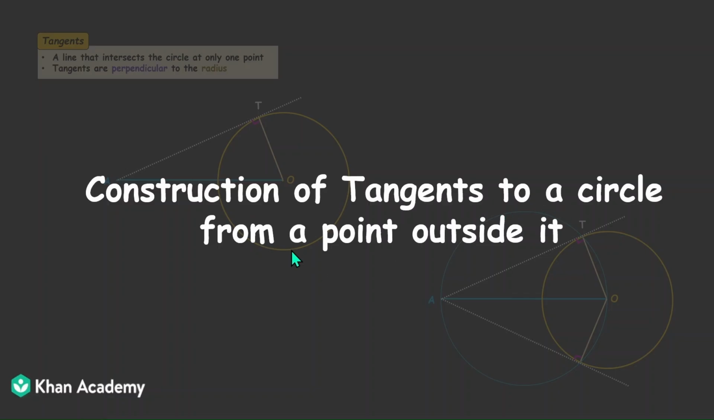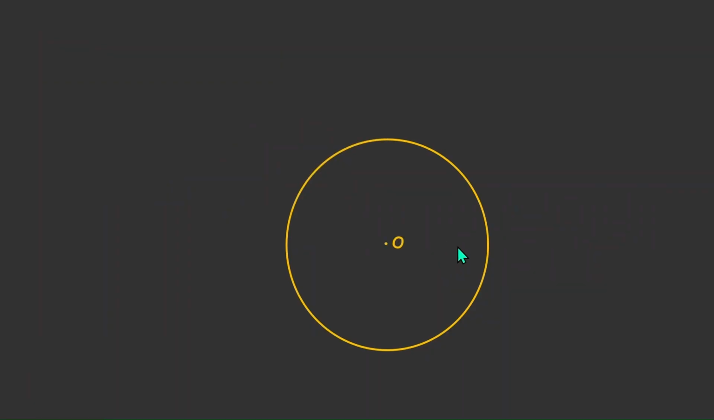Hi everyone, today we'll learn how to construct tangents to a circle from a point outside it. So let's take a circle here with the center at O, and let's take an external point somewhere here, so that's A. And what we need to do is draw tangents to this circle.